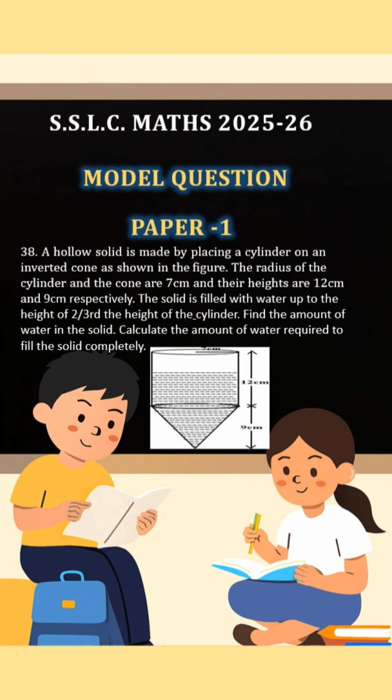figure. The radius of the cylinder and cone are 7 cm and their heights are 12 cm and 9 cm respectively. The solid is filled with water up to the height of 2/3 of the height of the cylinder. Find the amount of water in the solid. Calculate the amount of water required to fill the solid completely.